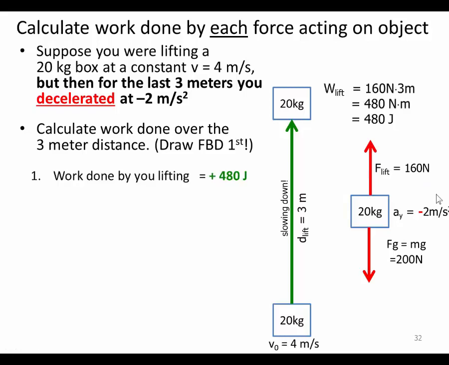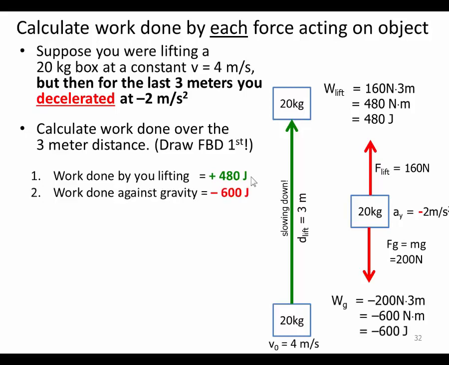Next step, we're going to calculate the work done by you lifting, and now we have 160 newtons times 3 meters. So we've reduced, in our last case we were at 720 joules, now we're down to 480 joules of the work done by you lifting. And this is you lifting and it's slowing down as you're lifting it.